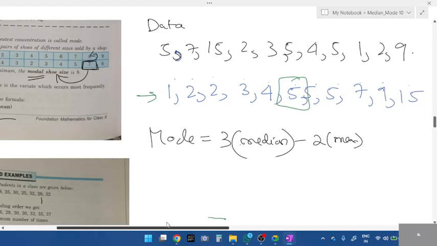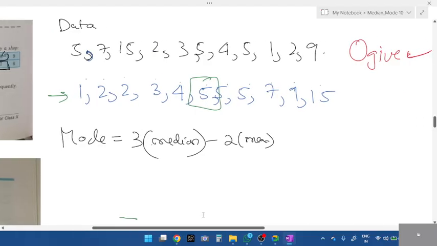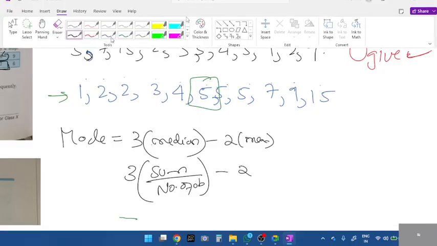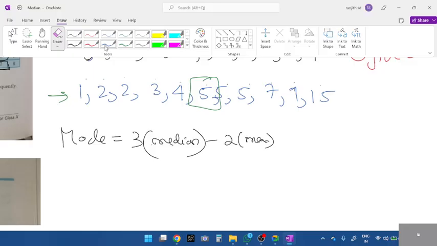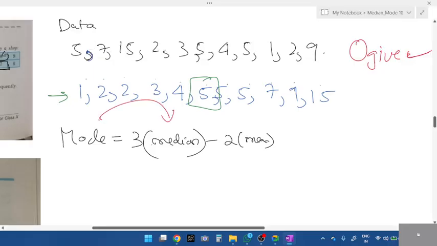They tell you to find mode. What did I tell you? There is no specific formula for mode. Only when you find median and mean will you be able to find mode. So 3 into what is median formula? General formula for median is sum of observations divided by number of observations. Fine. So let us use median formula. We'll find the answer and substitute. You have to find the mean answer and substitute. Use this equation. You get mode. So mode doesn't have a separate formula. Mode takes the help of median and mean.